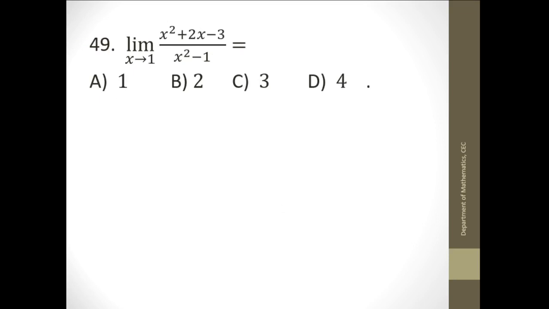To find the limit of this, but here x tends to 1, not infinity, therefore don't take the coefficient. So what to do for this? Either use L'Hopital's rule, that means derivative of the numerator by derivative of the denominator, and then put x equal to 1 if it is 0 by 0 form. Since it is 0 by 0 form, 2x plus 2 by 2x, put x is 1, 2 plus 2 is 4 by 2, or factorize the numerator and denominator, cancel the 0 term and find the limit. So answer is B, that is 2.